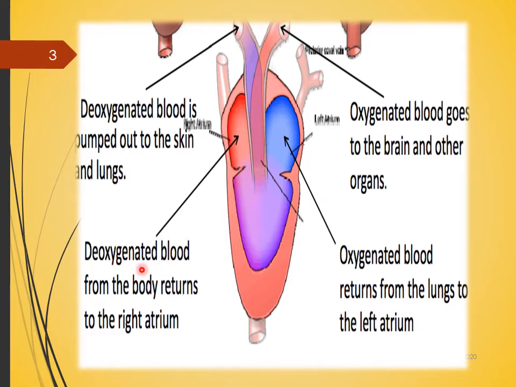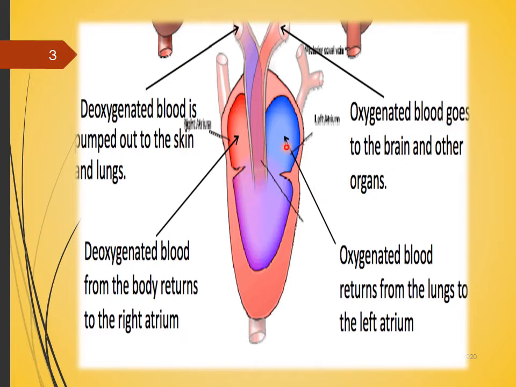This one is the deoxygenated blood returning to the right atrium. This is the right atrium. This one is the oxygenated blood returned from the lungs. This is the left side and this is the right side. Deoxygenated blood is pouring into the right atrium. This deoxygenated blood is pumped out to the skin and lungs, because exchange of gases in frog occurs in three ways: one by the help of skin, another by the help of mouth, and third by the help of lungs. And this is oxygenated blood.